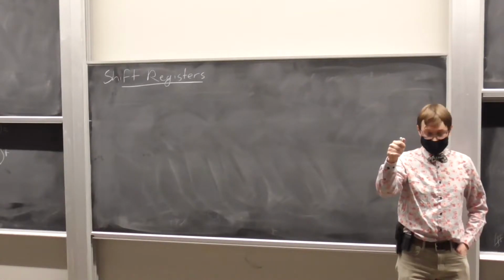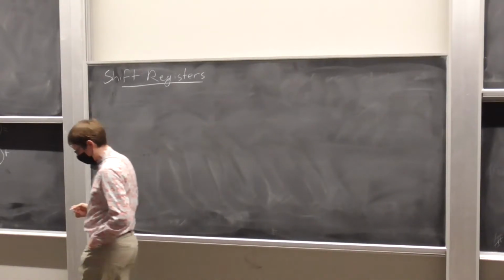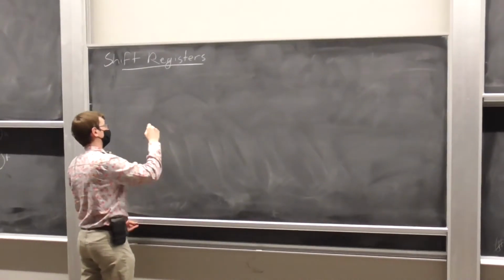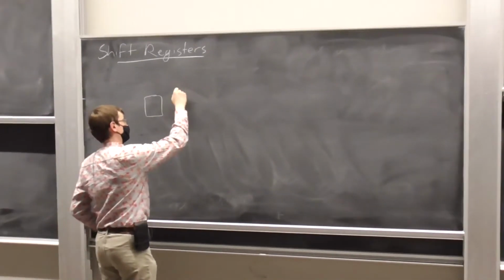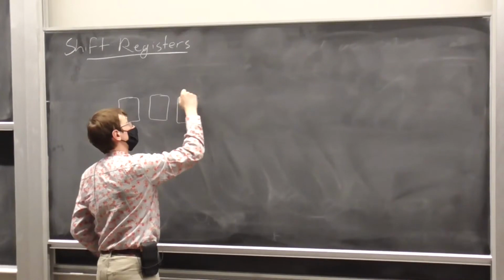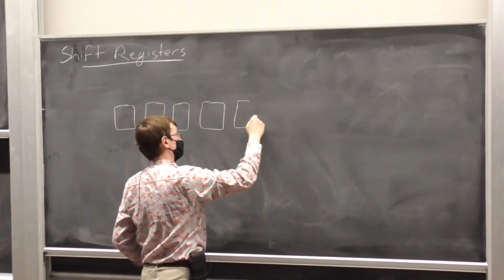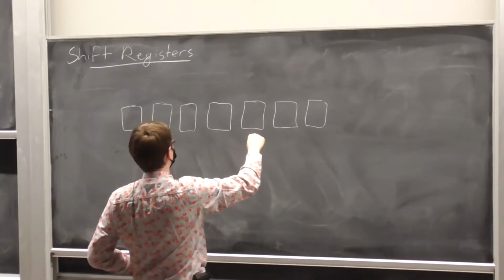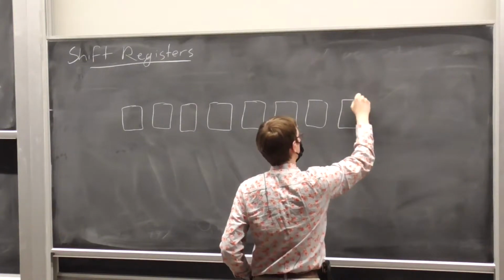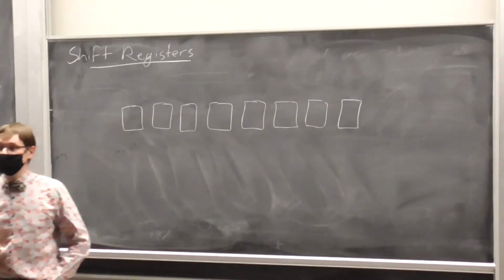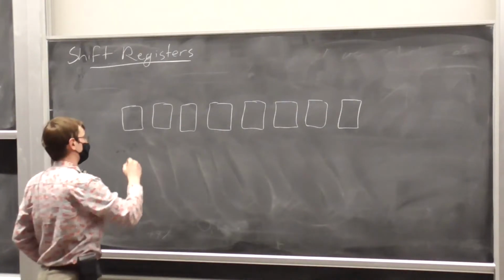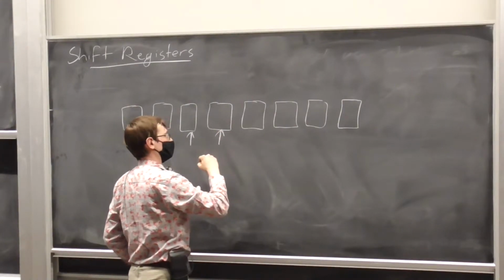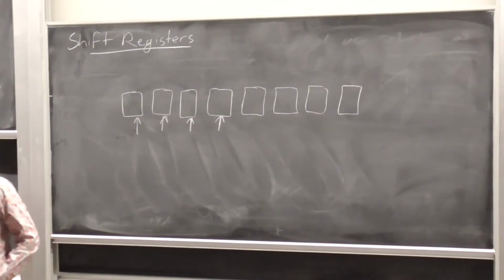So, shift register. A shift register is a collection of individual flip-flops, arranged in such a manner that data can be loaded into them in parallel, and it can be extracted from them in series. So if we imagine, you know what, I'm only going to do 4. 8 is just too much.